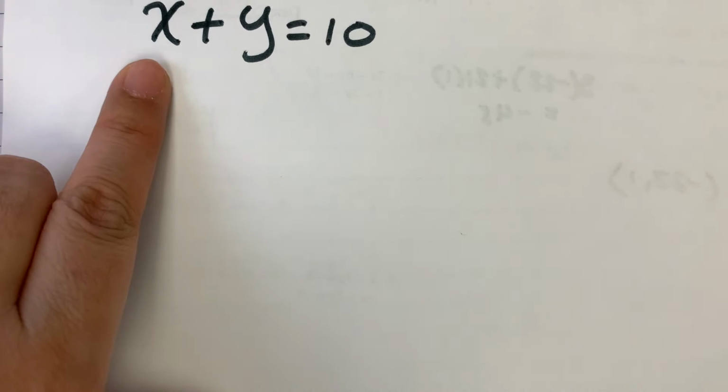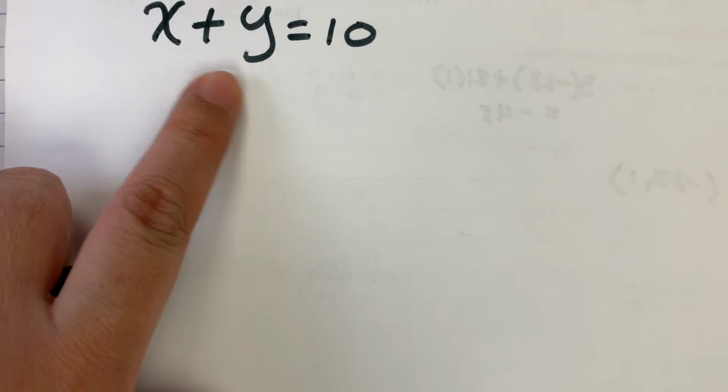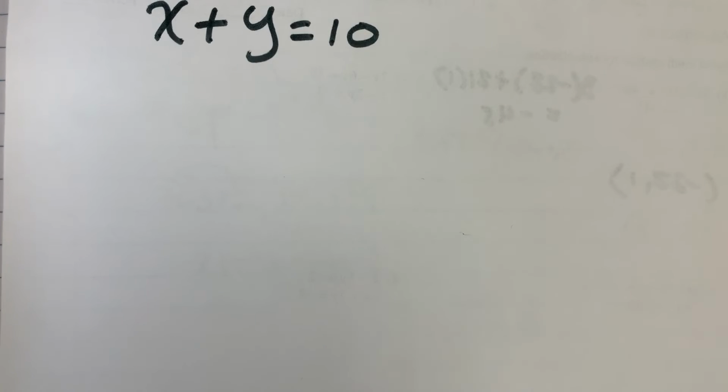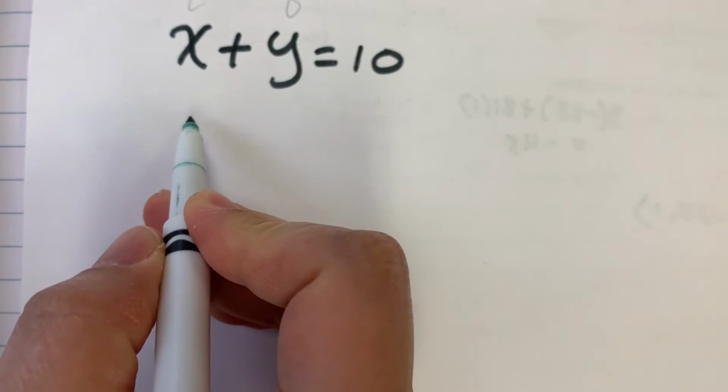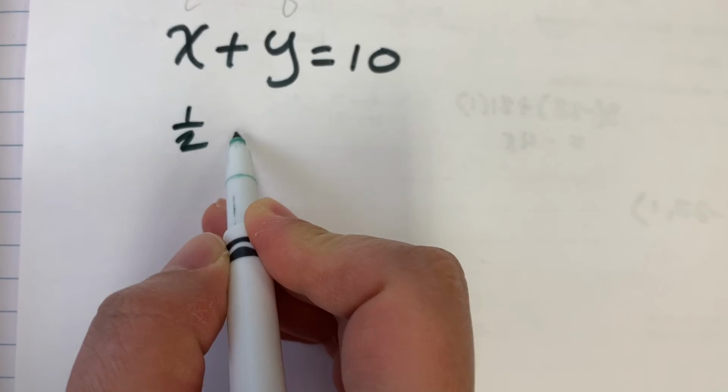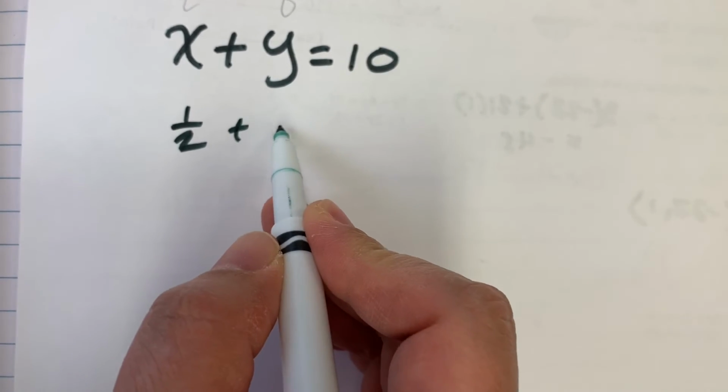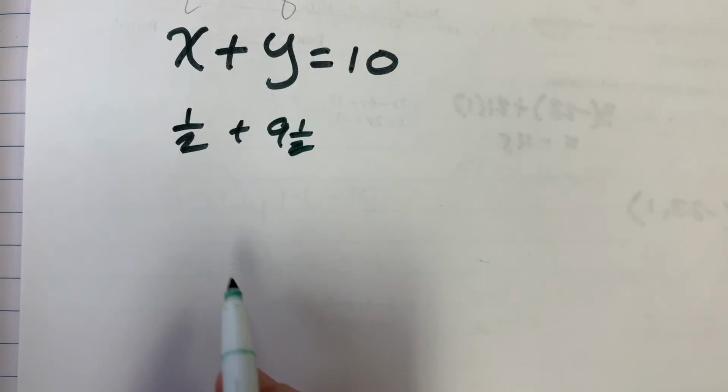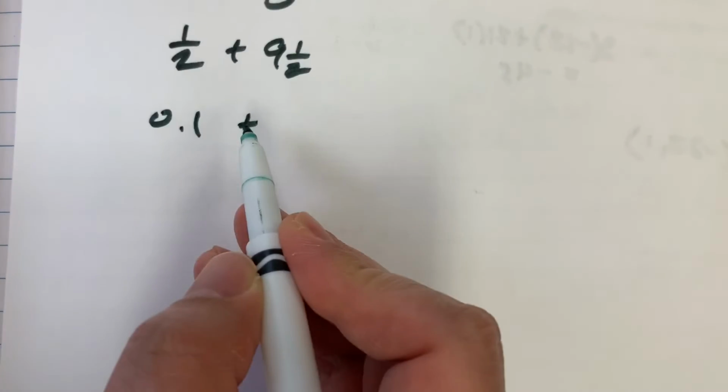What else? If I have x being 1, you'd have to have y being 9. If I have a 3, you'd have to have 7. What if I have x being 10? That'd be 0. And then it can go on to even fractions, right? If I have a half for x, then y is 9 and a half. If I have 0.1, you will have 9.9.